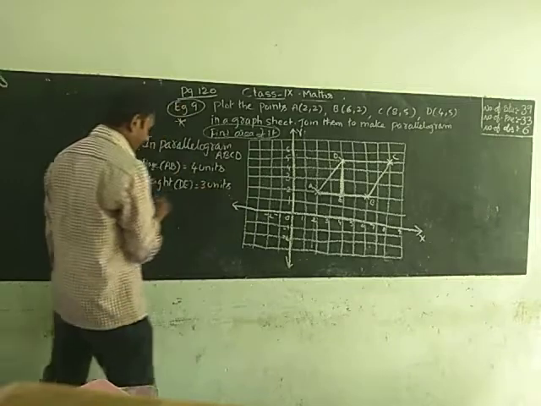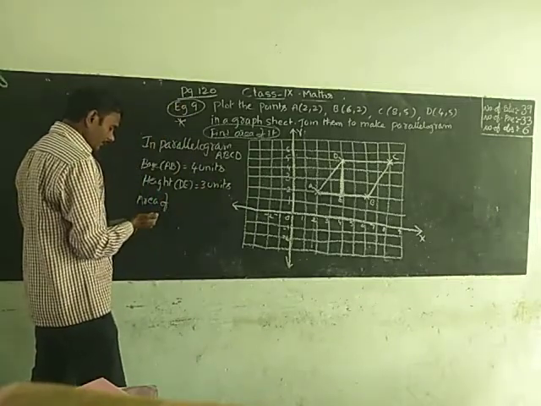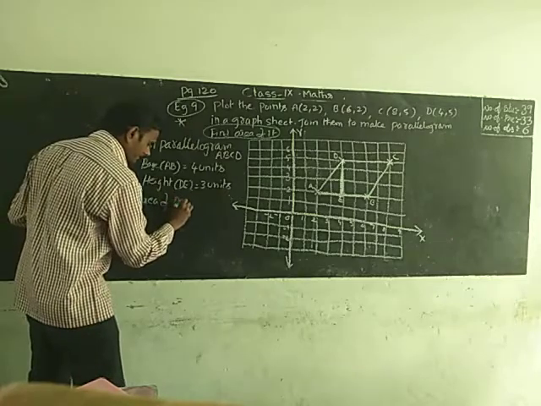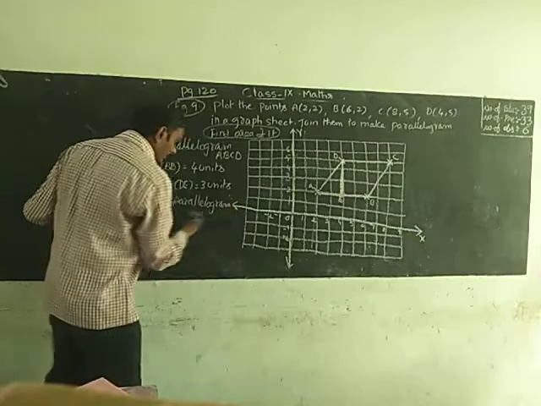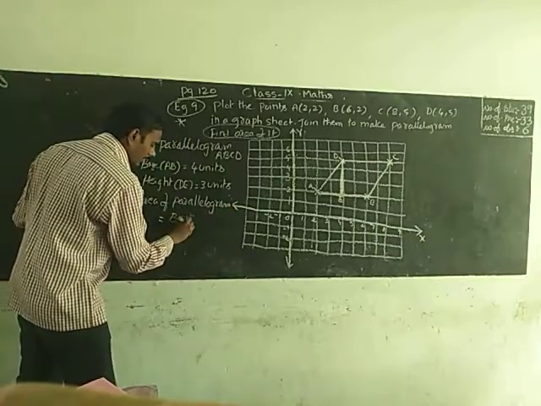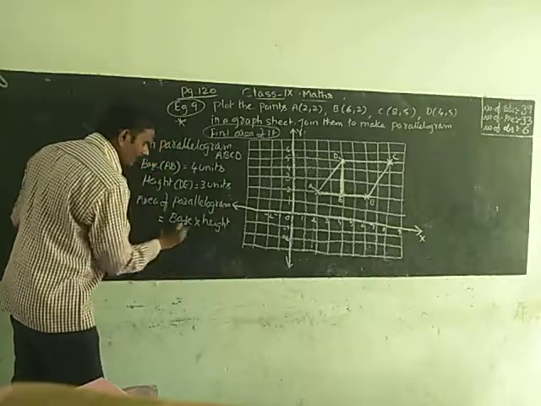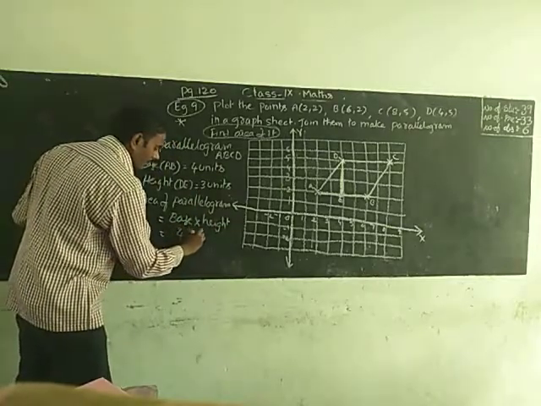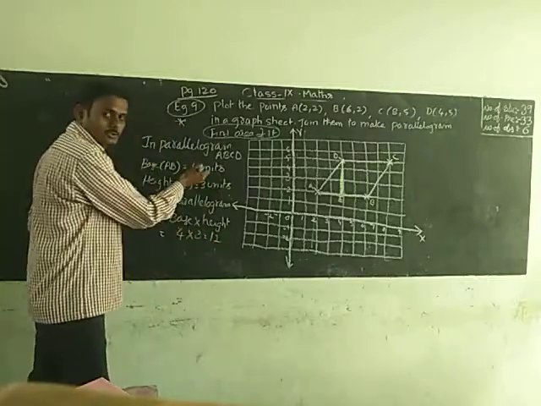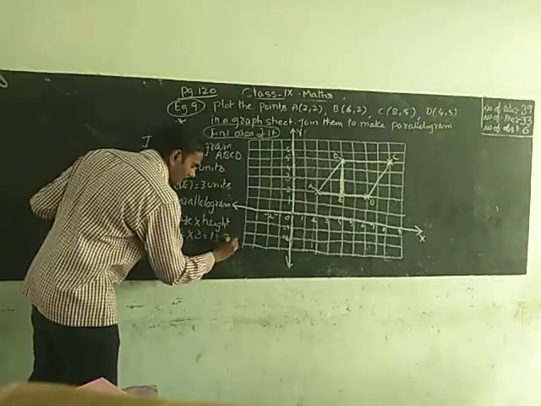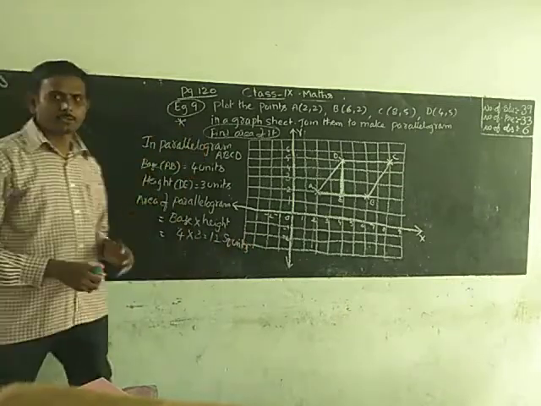Area of parallelogram. The formula for the area of a parallelogram is base into height. Base into height means 4 into 3, which is 12. These are square units. This is the answer. Very easy question and important question. Okay, next class we can continue.